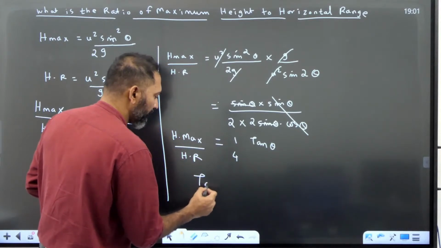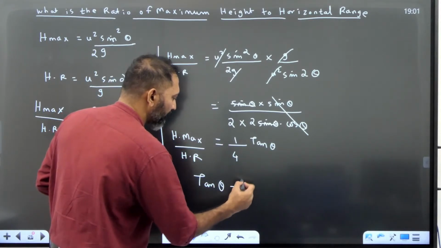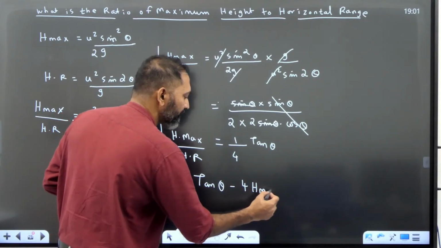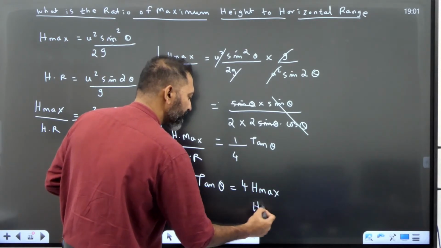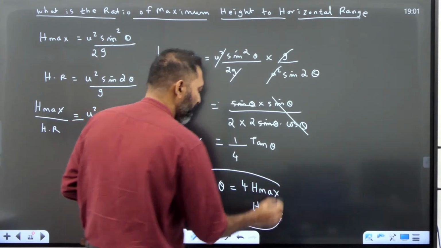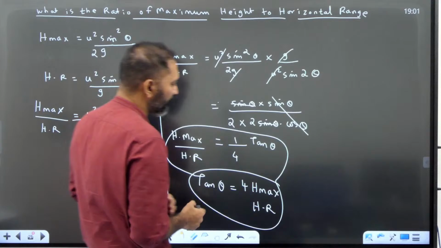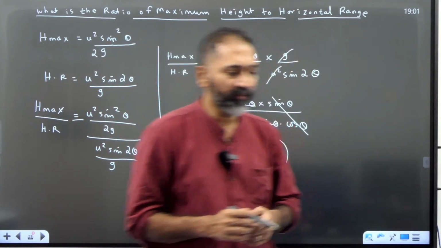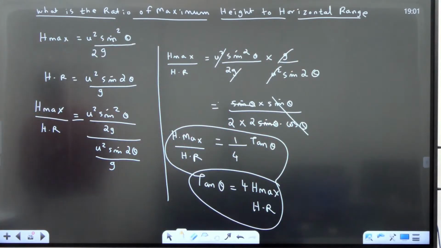Very, very important, especially for entrance. So tan theta equal to what? 4 times maximum height divided by horizontal range. It's very important to understand that tan theta is equal to what? 4 times maximum height divided by horizontal range.